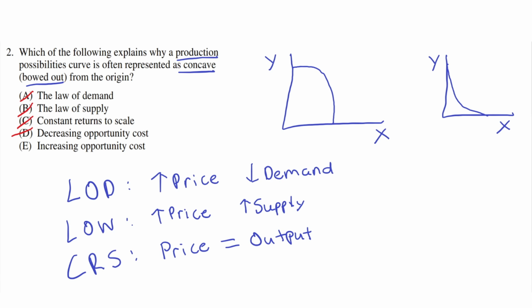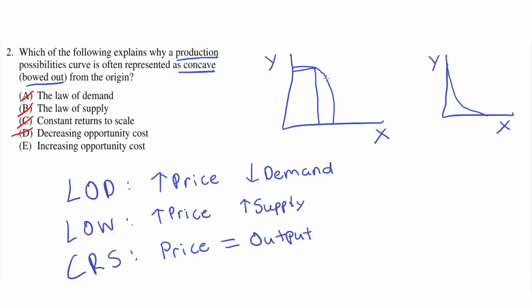E, increasing opportunity cost. This is the correct answer because increasing opportunity cost means that as you produce more of good x, it costs more of good y. So if you look at this point here, and we draw this line here, a certain amount of good y can be produced at this point, and a certain amount of good x can be produced at this point.